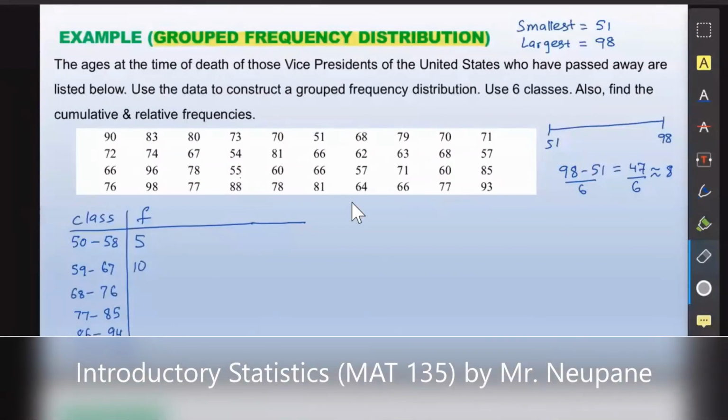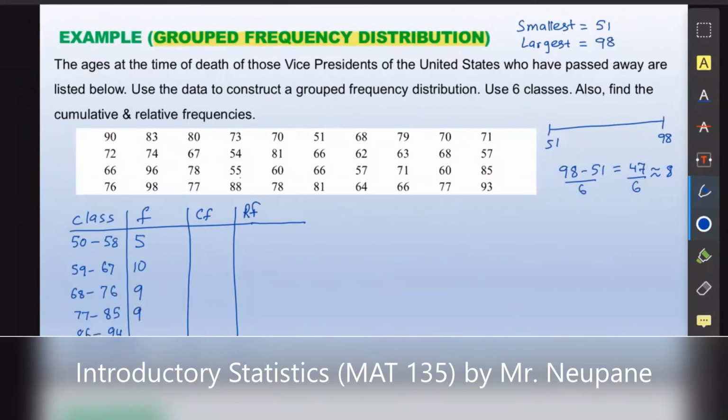Okay, are we ready? Almost. Okay, tell me what is the frequency for 68 through 76? 9. Okay. If you don't agree, let us know, okay? 77 through 85. 8, 10, 9, 9.